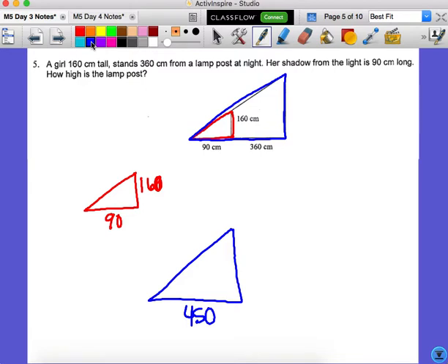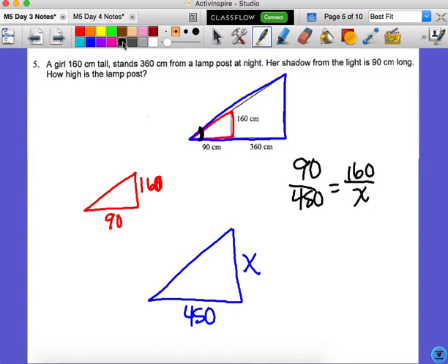And what I'm trying to figure out is how high the lamp post is. So this is my lamp post, my height. So when I set up my proportion, I might say 90 over 450 equals 160 over x. But be careful with that. The reason you can do this is because they have that shared angle here in the middle. And we're looking at what is that missing side length because these triangles are similar.